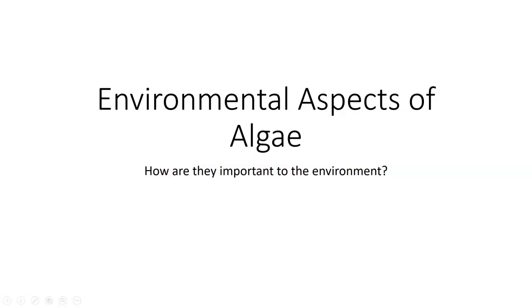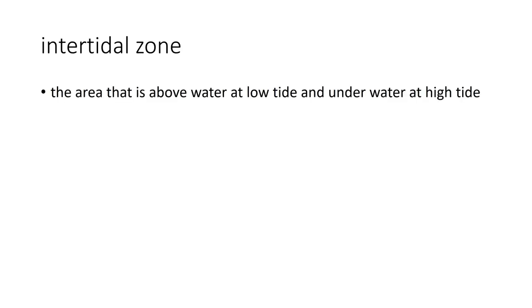Let's look at some of the environmental aspects of algae, how they are important to the environment, what they do, how it really becomes interesting to understand algae. First off, when we look at algae, we look at the intertidal zone. The intertidal zone is basically the area that is above water at low tide and underwater at high tide.